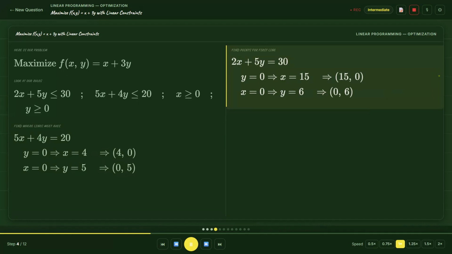Now for the other line, 2x plus 5y equals 30. When y is 0, x is 15. When x is 0, y is 6. This line is farther away from 0.